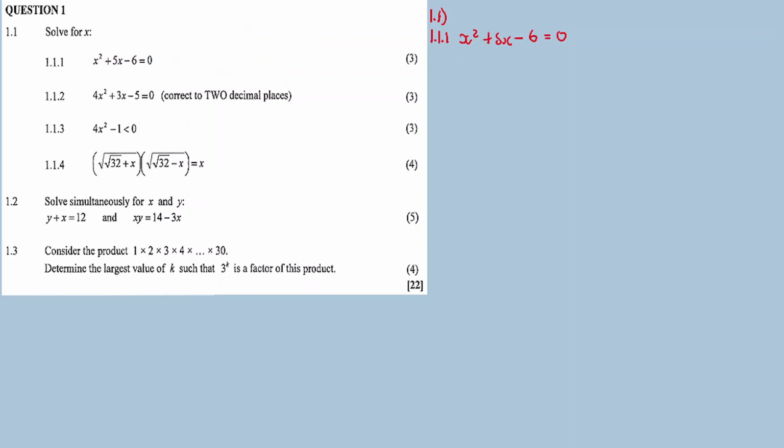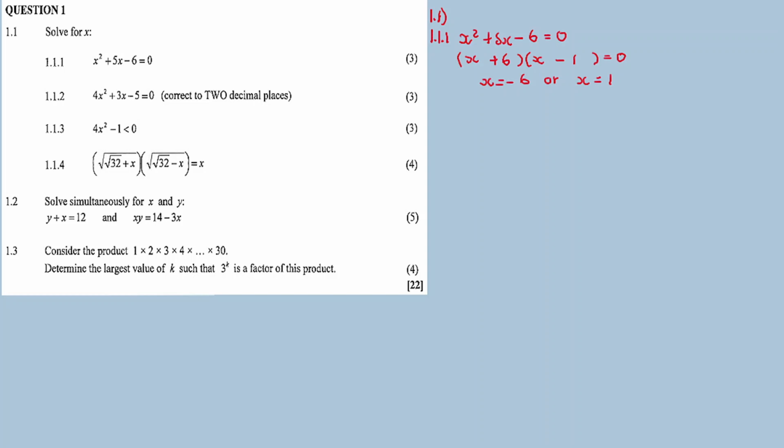So here my factors will be plus 6 and minus 1. Now what are my roots? x equal to minus 6 or x equal to 1. So this is the factoring method. You can use completing the square or the quadratic formula, it's still fine, you will get the same answer.